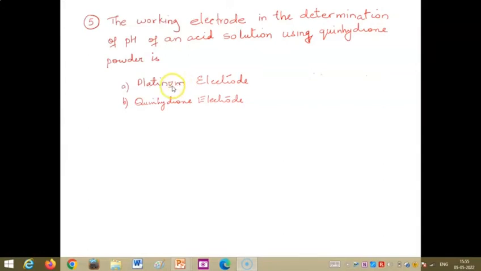Though we put a platinum electrode, it is not an electrode as such, it is just a platinum wire that is only used for electrical contact. So the electrode that is formed in the solution, that will be your electrode, that is your acid solution with the quinhydrone powder forms the quinhydrone electrode.